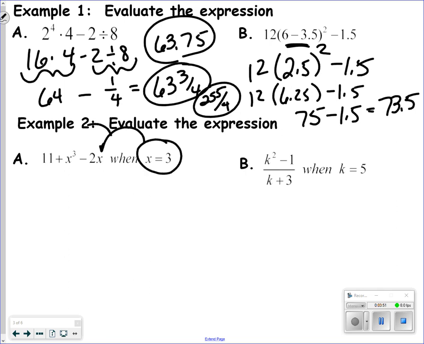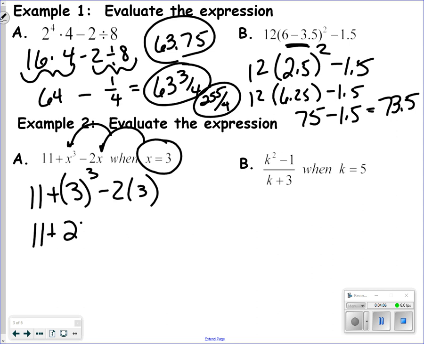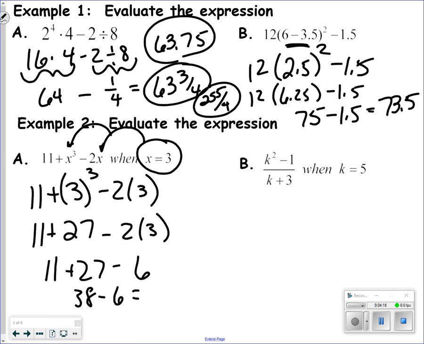Next one, evaluate the expression when x equals 3. So I'm going to put 3 in for each of the x's and rewrite the question. Parentheses, exponents, multiply and divide, add and subtract. Now, there's nothing inside the parentheses to do, so I'm going to do exponents. 3 to the 3rd power, multiply, and now addition and subtraction. Remember, if it's in the same level, we're just going to go from left to right. So 11 plus 27 is 38, and then 38 minus 6 is 32.